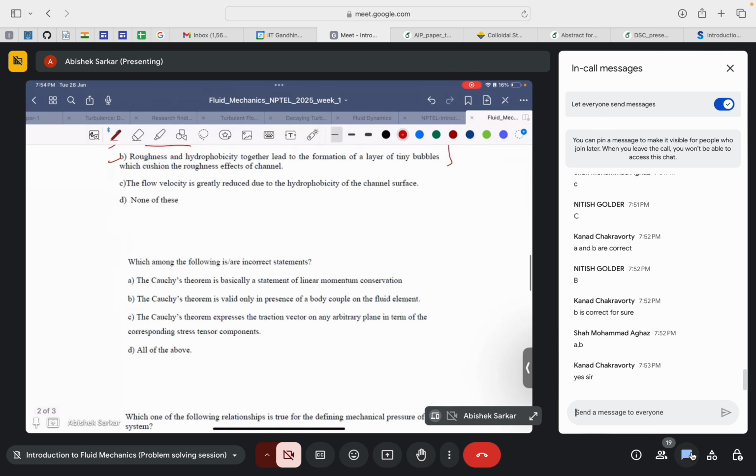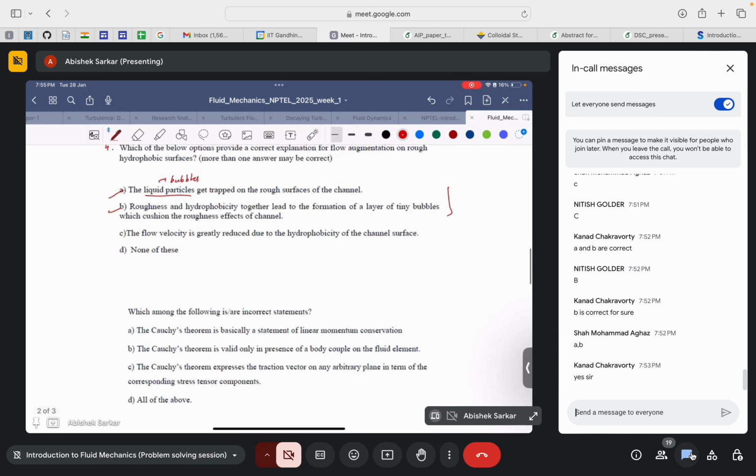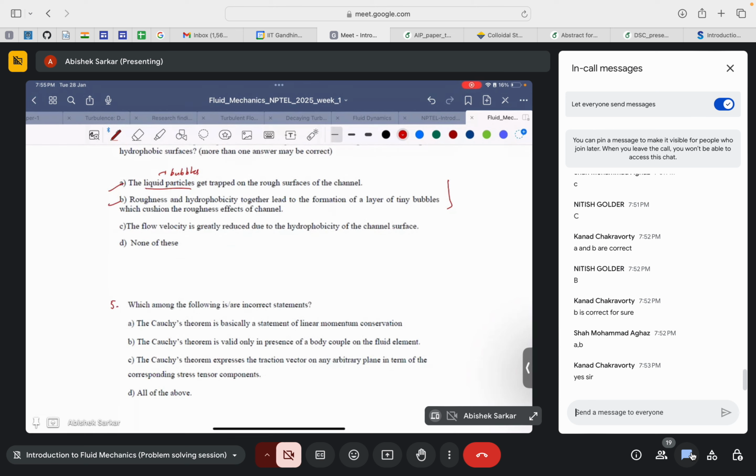So the next question is, which among the following is or are incorrect statements? A, Cauchy's theorem is basically a statement of linear momentum conservation. B, Cauchy's theorem is valid only in the presence of a body couple on the fluid element. C, Cauchy's theorem expresses a traction vector on any arbitrary plane in terms of the corresponding stress tensor components. Or D, all of the above. So question number 5, what would be the answer?